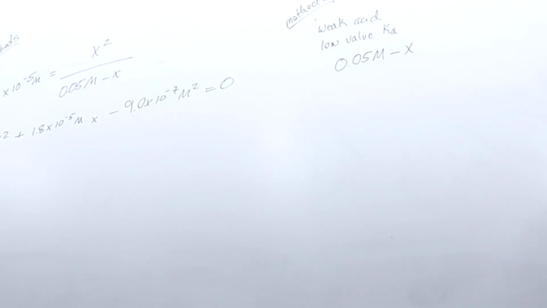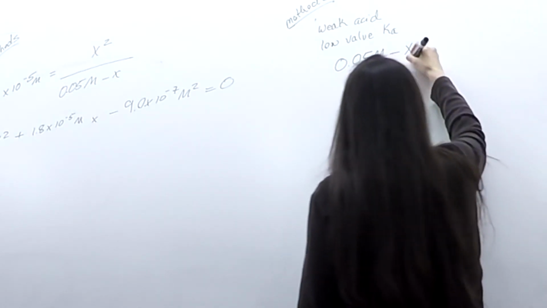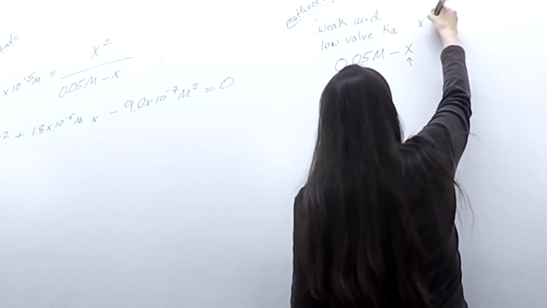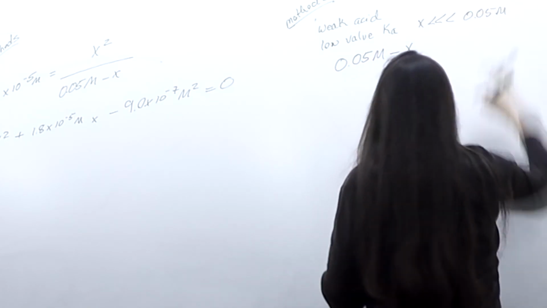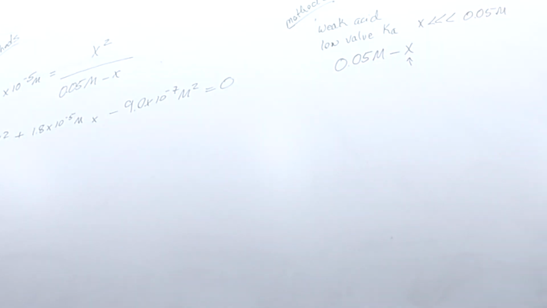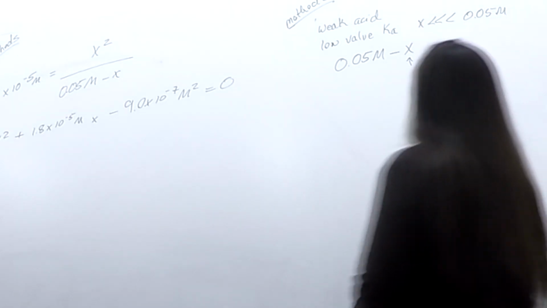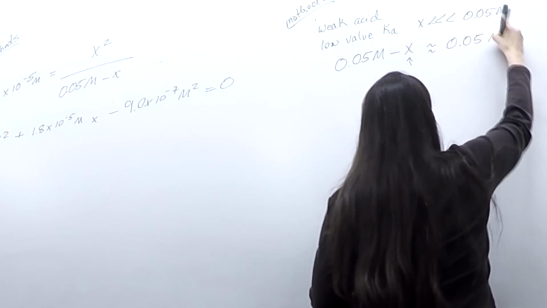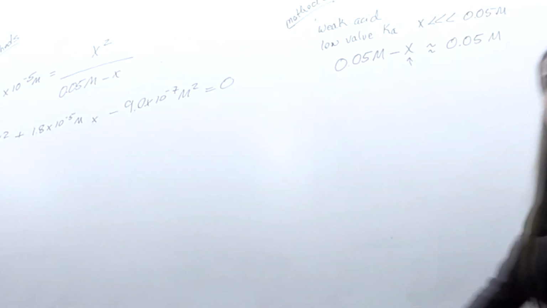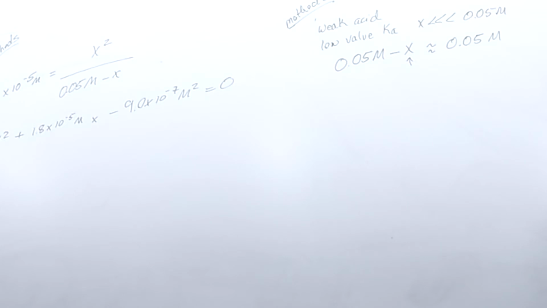So we're going to do an assumption here. And we're going to say that X is much smaller than our concentration. So X isn't going to change that concentration by that much. And by doing that, we can say that this approximately equals 0.05 molar. If X is very, very small, it's not going to change it that much. So at the beginning, we're going to make this assumption.